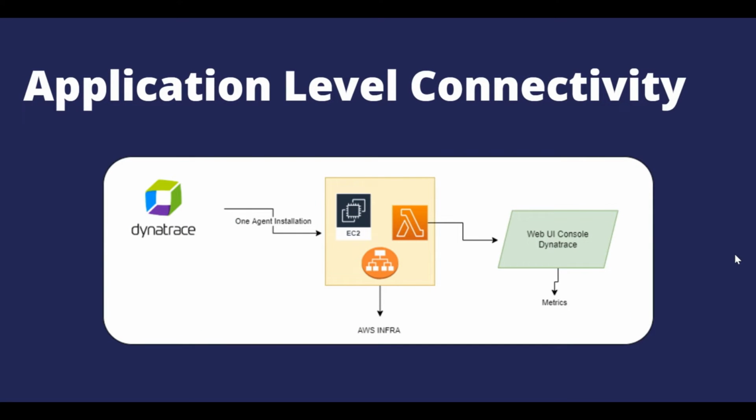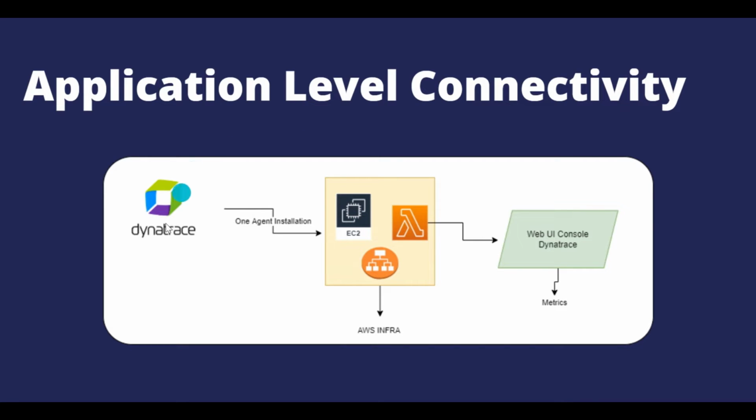Okay guys, in my previous slide I was showing you how we can completely integrate the AWS cloud with Dynatrace. However, in this slide I'm going to explain application-level connectivity. Let's suppose this is one of the host EC2 machines and there is a web-based application running on it. Now you want to monitor this application through Dynatrace. How can you do that? In order to do that you need to install one agent. This is the Dynatrace agent that you need to install on this EC2 machine, and after that the magic happens.